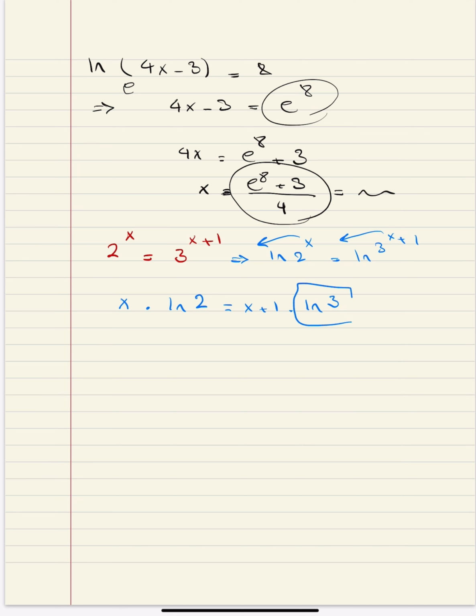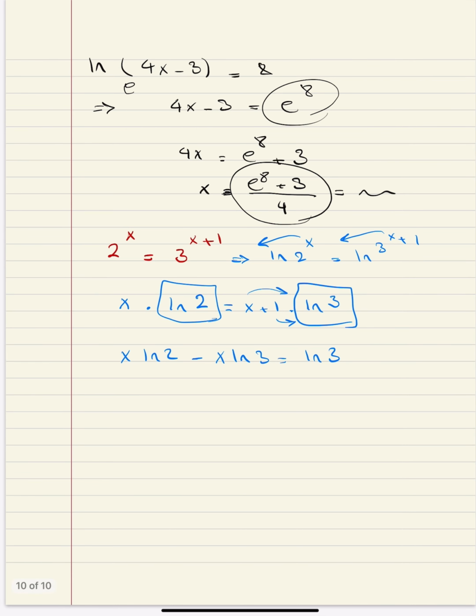Now, this number and this number, again, they're constants. 2 is a constant, 3 is a constant, the natural logarithm is a constant. So all we have to figure out now is the x's. And if we move the x's to one side of the equation, we could rewrite this as x ln of 2 minus x ln of 3 equals ln of 3, because we multiply ln of 3 by x and by 1.